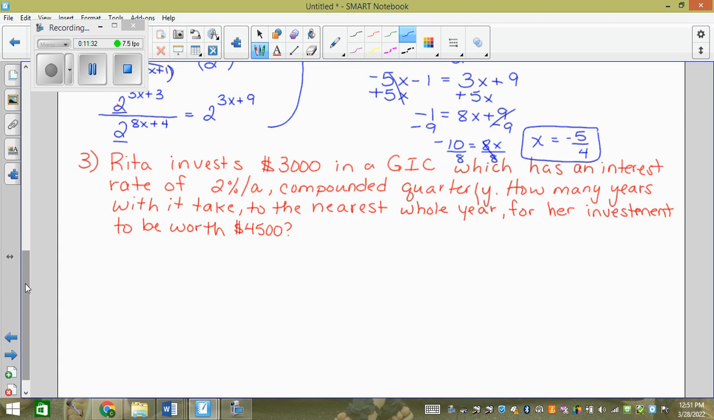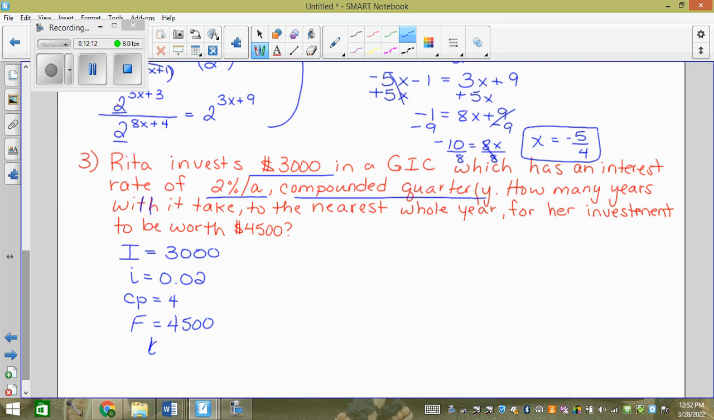Okay. So Rita invests 3,000. So that's my initial, in a GIC, which is just a type of investment, which has an interest rate of 2% per annum. So my little i is going to be 0.02. Compounded quarterly, CP is 4. How many years will it take, to the nearest whole year, for her investment to be worth 4,500? And then t or n equals question mark.